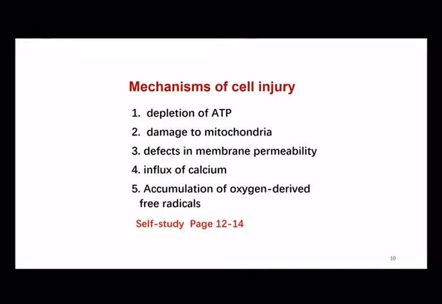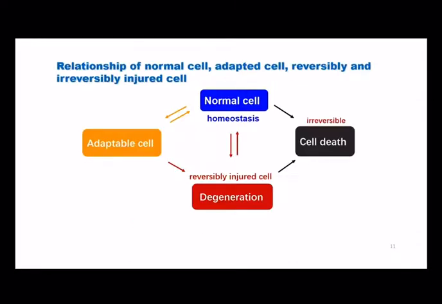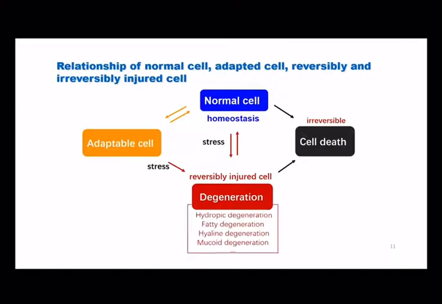The mechanisms of cell injury are for self-study. Okay, we see this page again. Cell injury consists of reversible injury and irreversible injury. The former is also named degeneration, the latter leads to cell death. We will talk about the degeneration first.